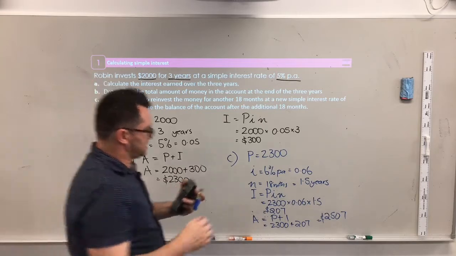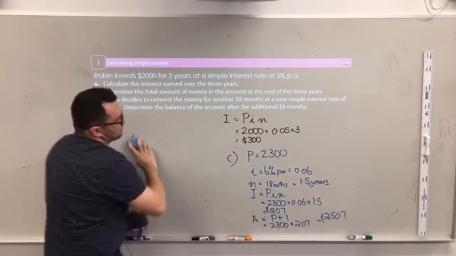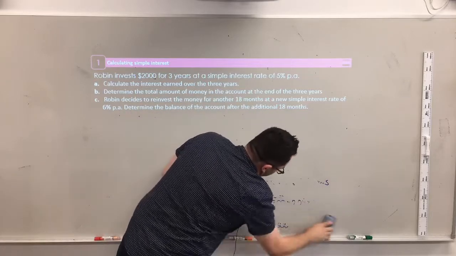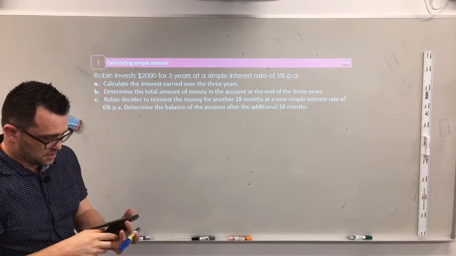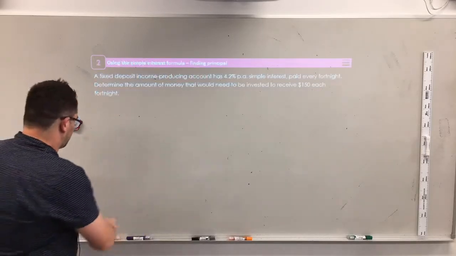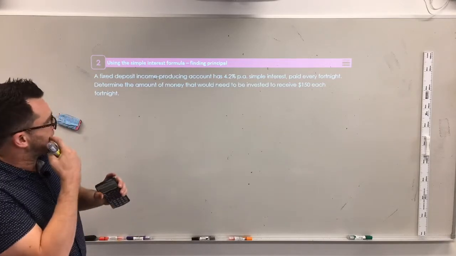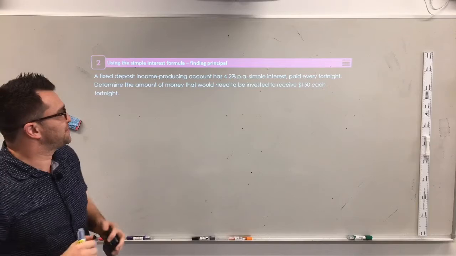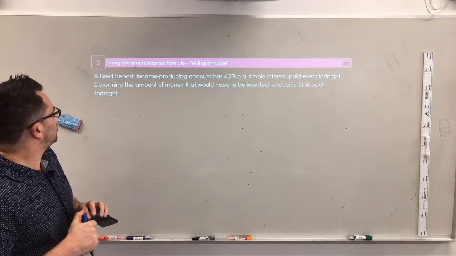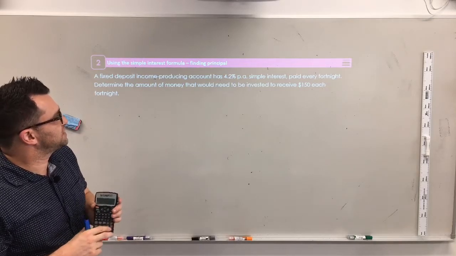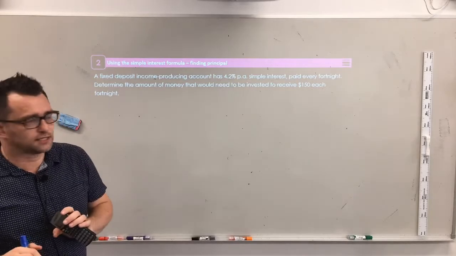Let's look at our next example. Okay, a fixed deposit income producing account has 4.2% PA simple interest paid every fortnight. Determine the amount of money that would be needed to invest to receive $150 each fortnight.